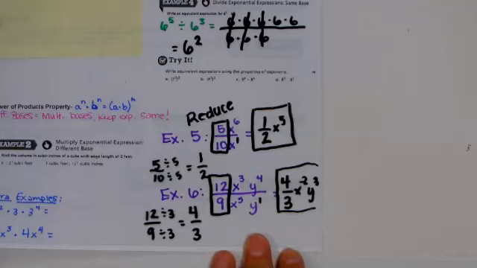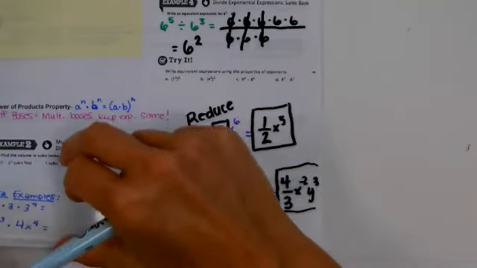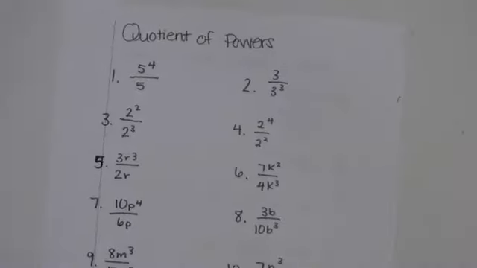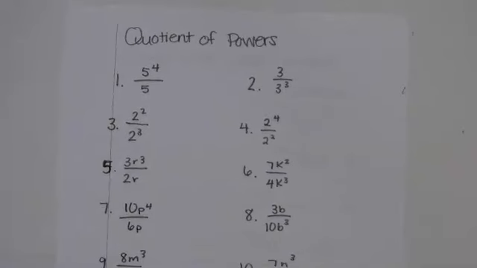Okay, so that's the notes for the note packet today. The assignment that goes with it is a handwritten assignment by me. So it looks like this. Let me get this out of the way. Okay, here is the assignment that we're going to do today. It says quotient of powers on it. And so the quotient of powers assignment, we are going to have examples of many of these.